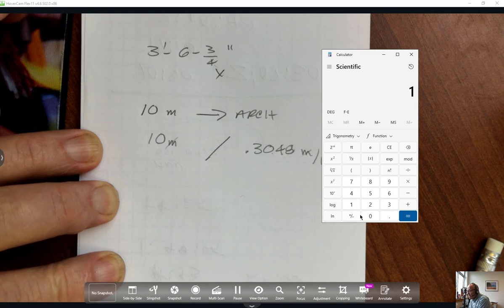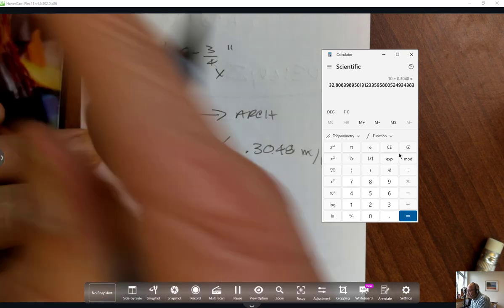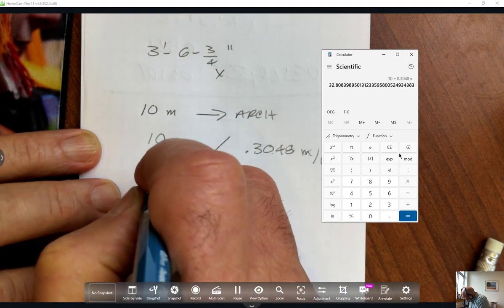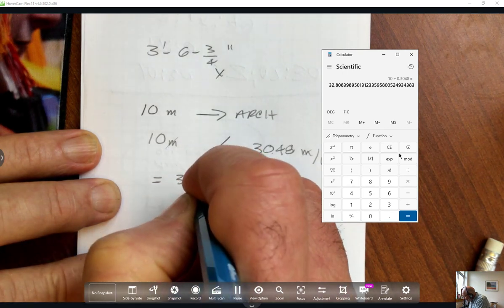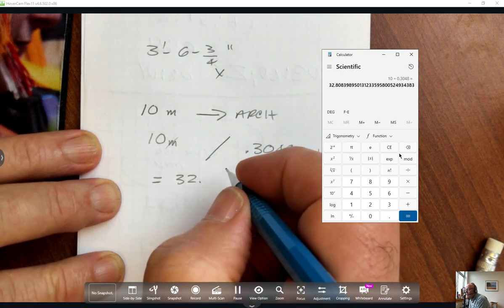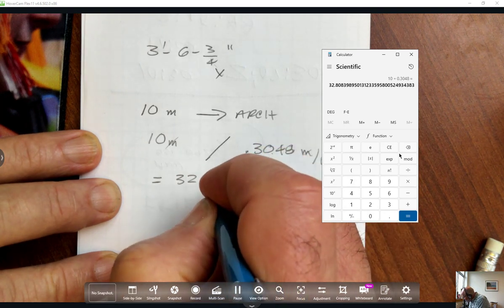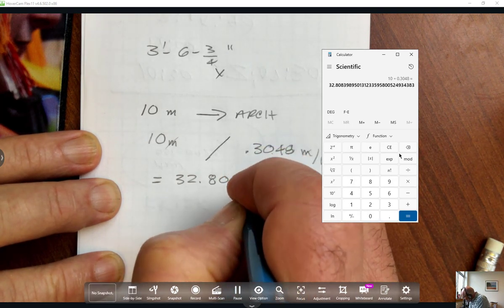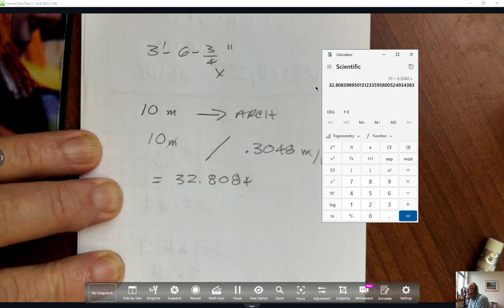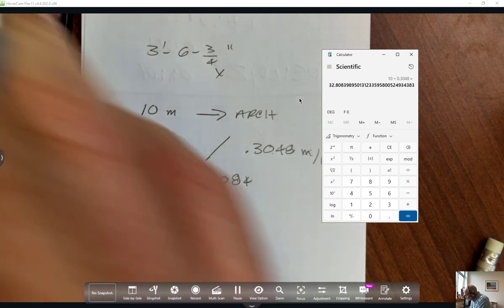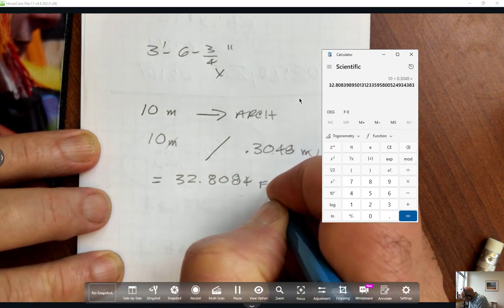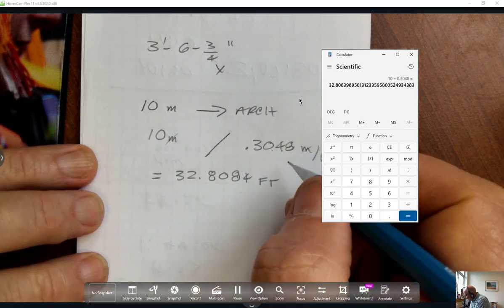We say what is 10 divided by 0.3048? That would mean 10 meters is equal to 32, and we're going to go to 4 decimal places, 0.8084. Because even though it's 0.8083, the next number is a 9, so we're going to raise that up. That's feet. So how do we convert that into architectural units?